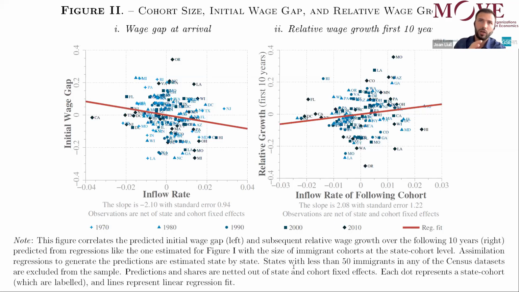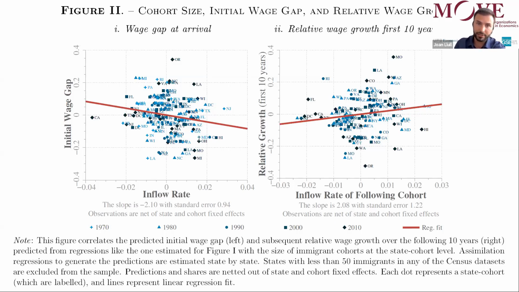So of course, to avoid just plotting here the same results that I just showed you in the previous graph, we net out all these state fixed effects and calendar time fixed effects. Okay, so when we do that, what you observe here is there is a negative correlation between the size of the inflows and the initial wage gap.